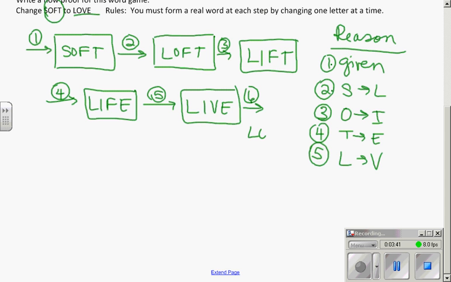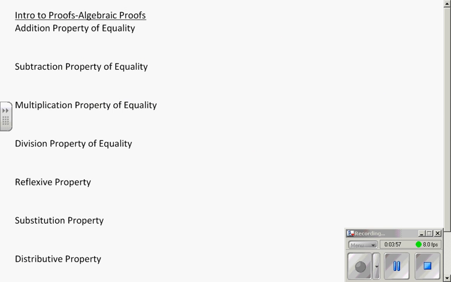And then you can see that my last step will become love. In there, I changed an I to an O. There are other ways to do it, but each step needs to be justified. Typically, we try to do proofs in the fewest number of steps possible without skipping any.